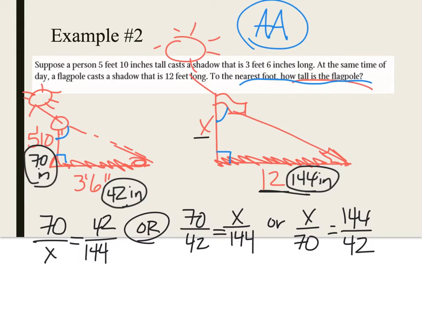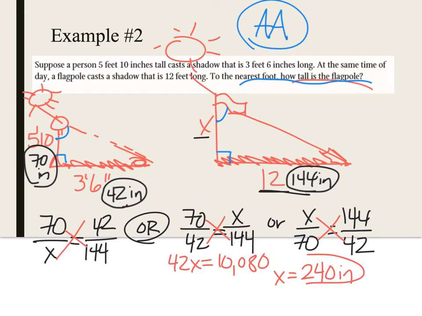Any of these will work because if you look closely, they all have the same cross products going on: 70 times 144, and 42 times x. In each situation, that's why the math gives you the same answer. When you do the cross products, you should get 42x equals 10,080. Do your division. x should be 240 inches. That is our answer for how tall the flagpole is.